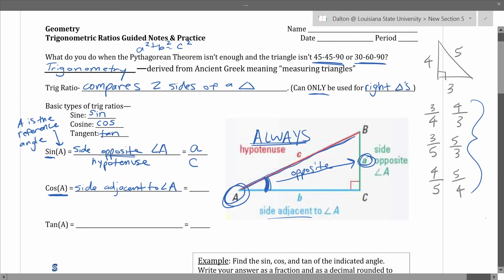So a side adjacent to angle A is going to be side B. And then you compare that to the hypotenuse, which is still side C. Lastly, we have the tangent of angle A. And by definition, it compares the side opposite of angle A to the side adjacent to angle A. So again, opposite we said was A, and then the side adjacent was B. So these are the three main ratios.